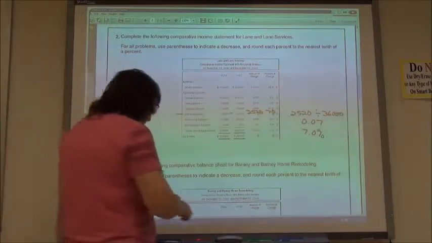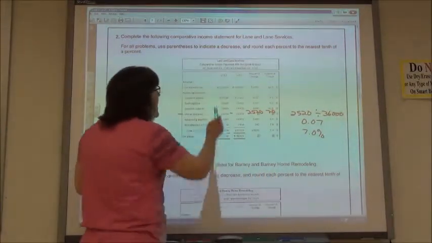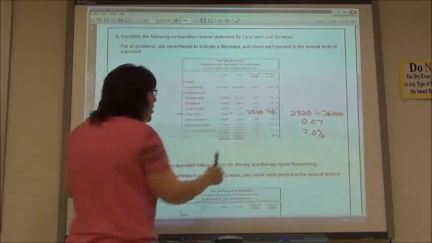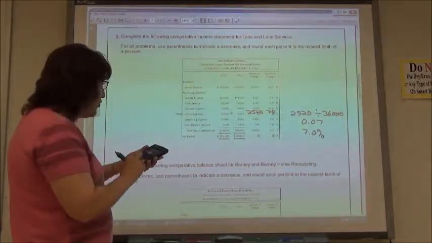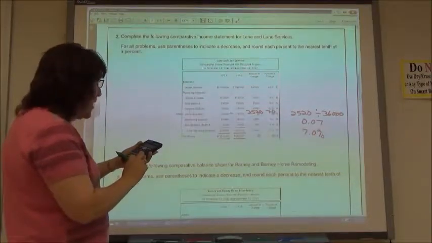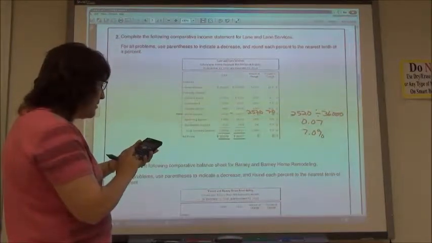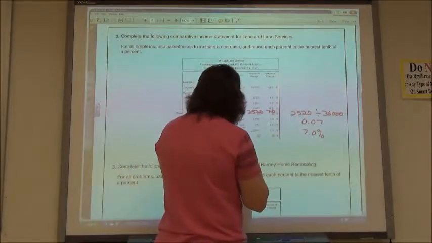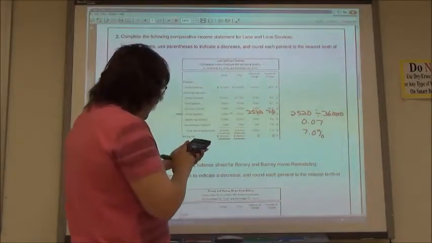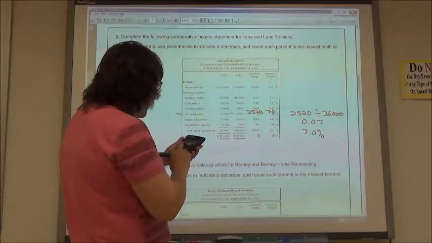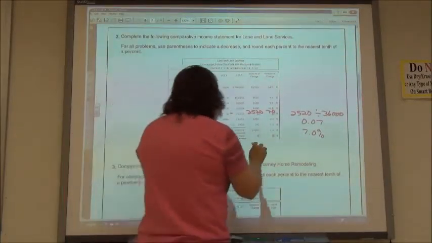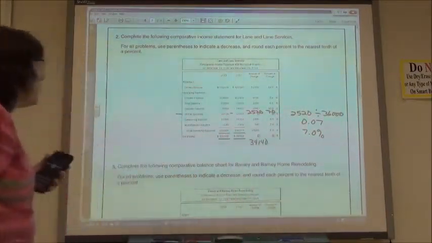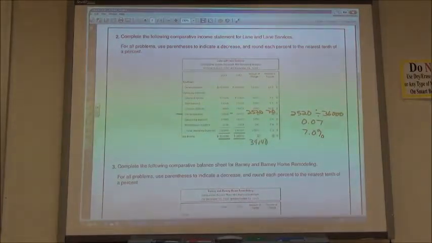And then on the net income, again, the 2013 is more than the 2012, so we're going to have a positive number over here. We're going to take our 132,140, subtract our 98,000, and we get, whoops, I better try that again. 132,140 minus 98,000. I think I left a zero off. That looks better. 34,140. So it went up by $34,140.